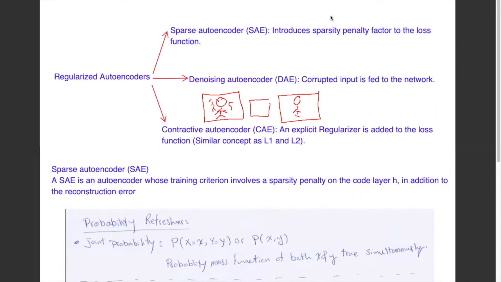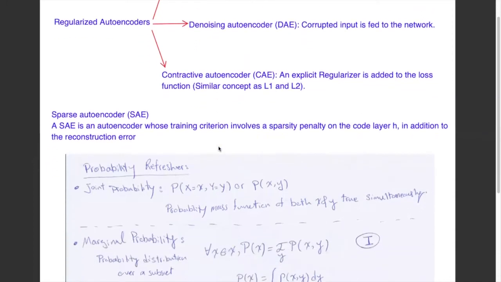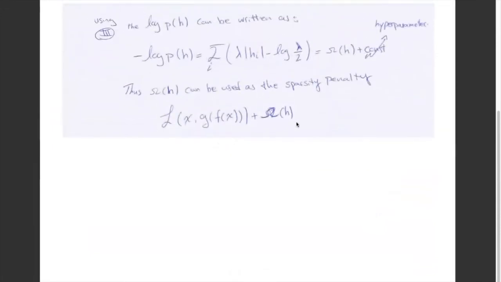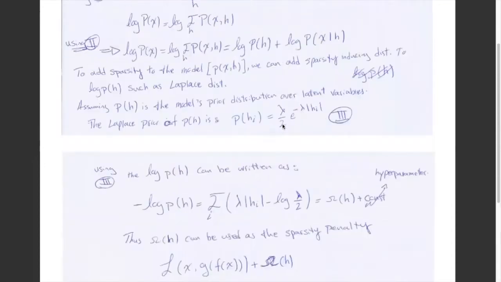So what is a sparse autoencoder? The goal is to add this penalty factor, the omega h, to our loss function. F is the encoder transition, and G is the decoder transition. So we have the input, encoder, decoder, and we want to minimize the difference between these two. And we want to add a sparsity penalty here. So how do we do it?